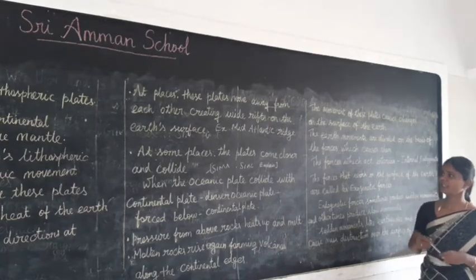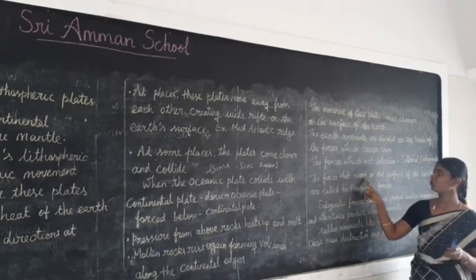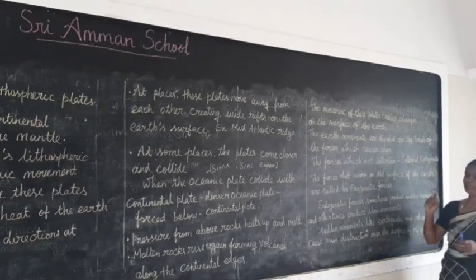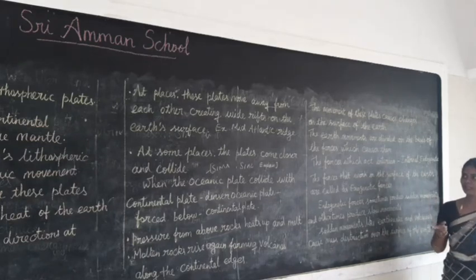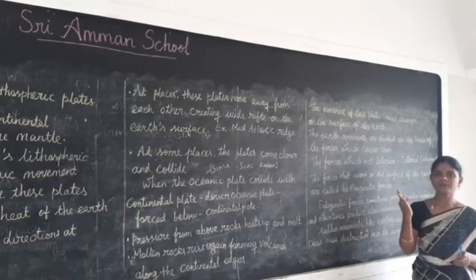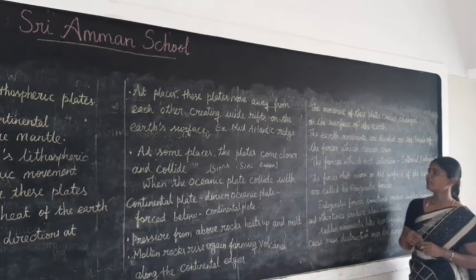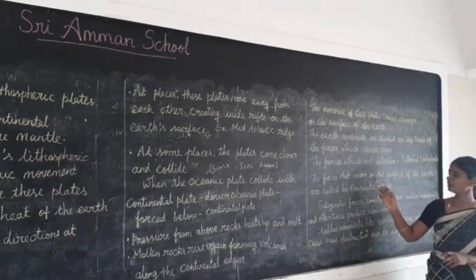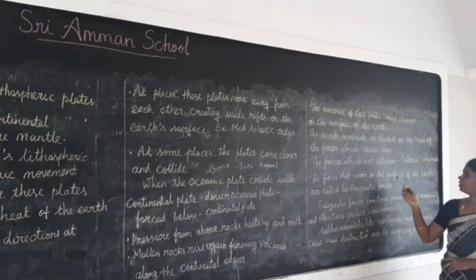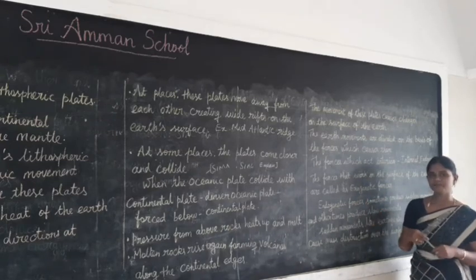The forces that act on the outside of the surface, the forces that work on the surface of the earth through natural agents like water, glaciers, waves and winds, are called the exogenetic forces.